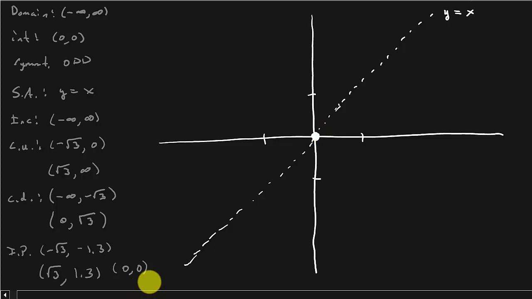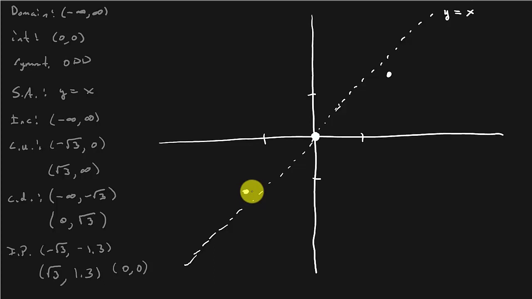Then we want to plot negative square root of 3, negative 1.3. Okay, so that's going to be about right in here, something like that. And then we've got positive square root of 3, 1.3. So that's going to be about right in there. Or maybe bring it in a little bit. Maybe something like that. Okay, just kind of eyeballing where these things go.